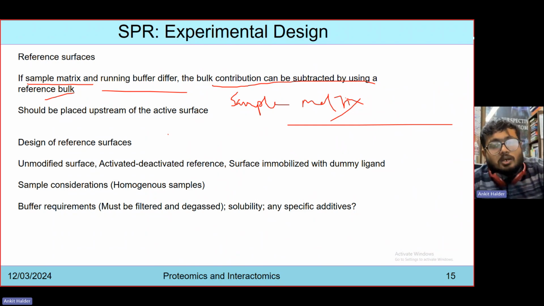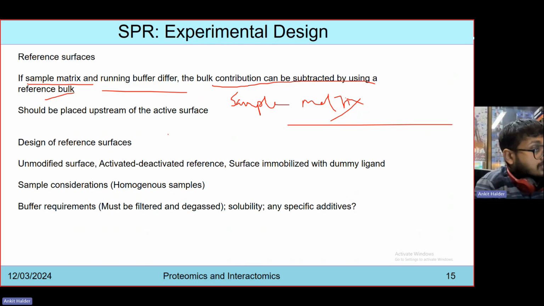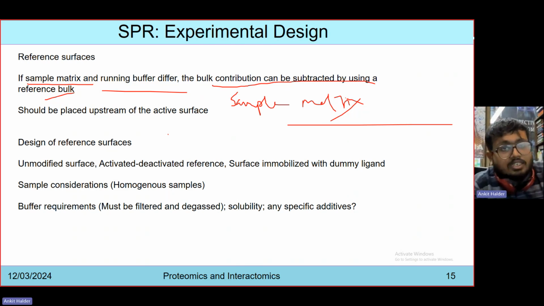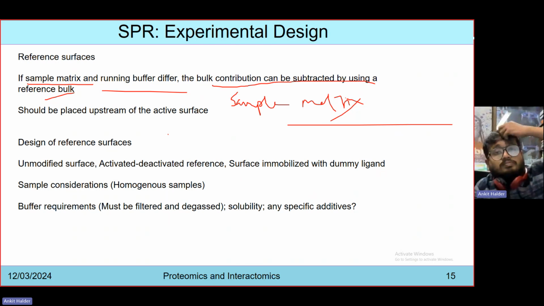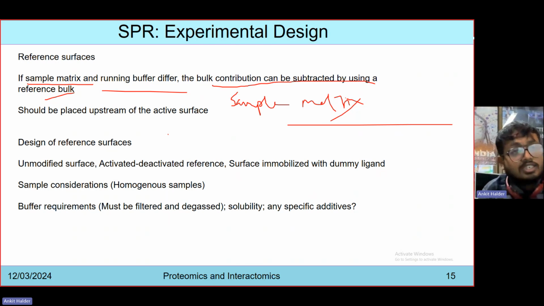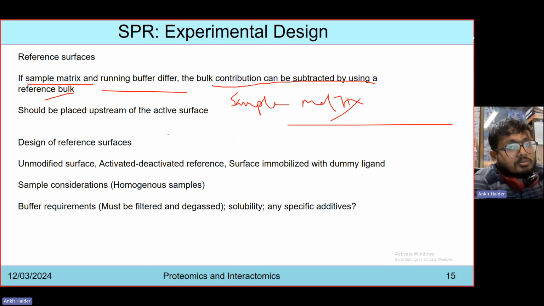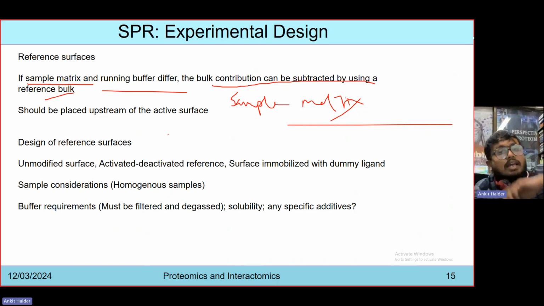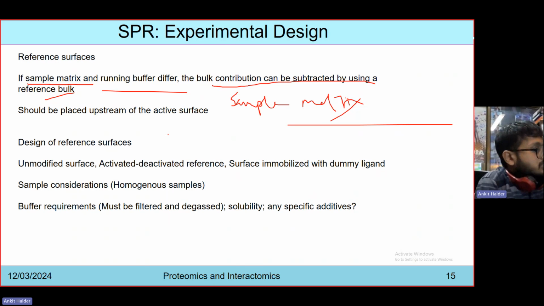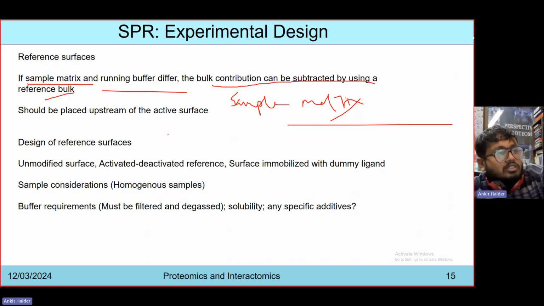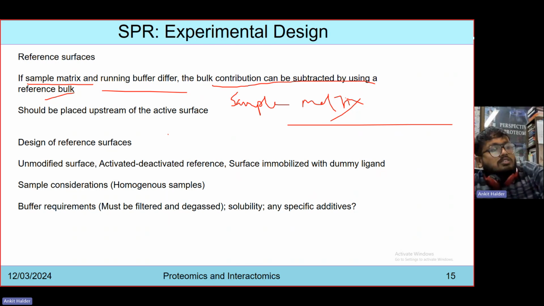So the major problem that one faces when this happens is that we don't have the reference, and we don't have a true understanding of the changes of the bulk effect due to the difference in the sample matrix and the running buffer. So this contribution can be subtracted by using a reference bulk, and it should be placed upstream of the active surface. The design of reference surfaces can be the unmodified surface, an activated and deactivated surface, or a surface immobilized with a dummy ligand, along with sample considerations: homogeneous samples, solubility, specific additives, etc.